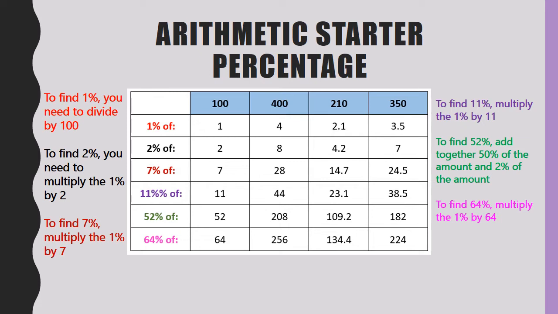To find 52%, however, we could still find 1% and multiply it by 52. We could still do that, or if we were trying to do it mentally, it might be best to find 50% and then add that to the 2%. So we can always partition the percentage as well to help us work out something quickly and mentally.